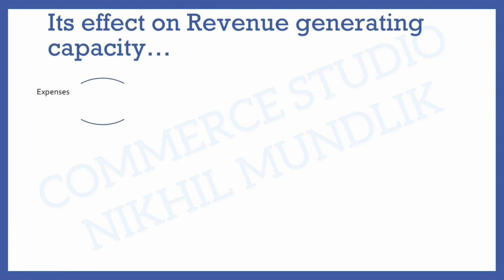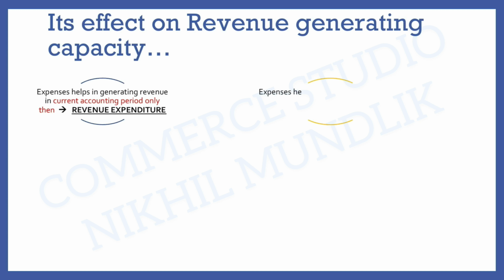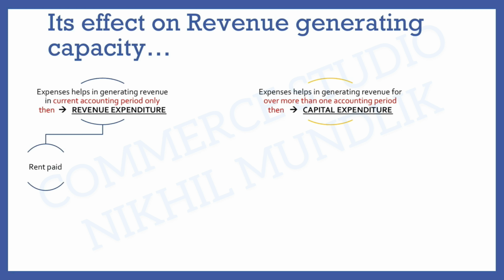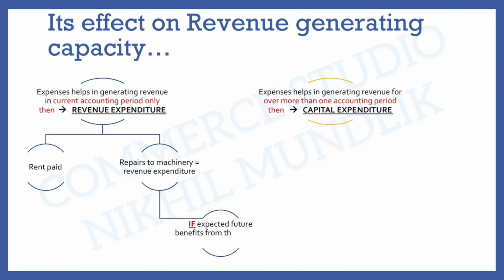If an expense helps in generating revenue only in the current accounting period, then it is revenue expenditure. But if the expense helps in generating revenue over more than one accounting period, then it is capital expenditure. For example, let's say rent paid for a month or year is going to give you benefit for that accounting period only, so it becomes revenue expenditure. Another example, say repairs are done to machinery, then it is a revenue expenditure, provided it does not change the estimated benefits to be received from the machinery due to this repair.